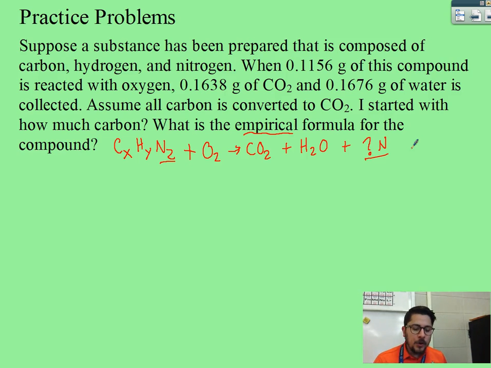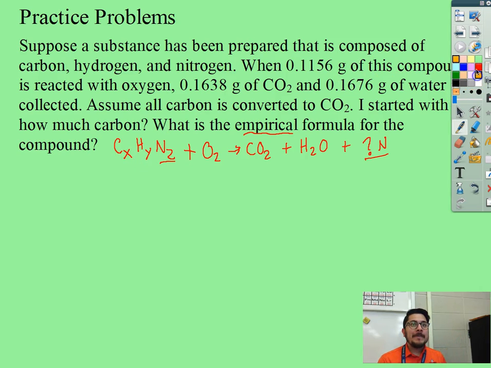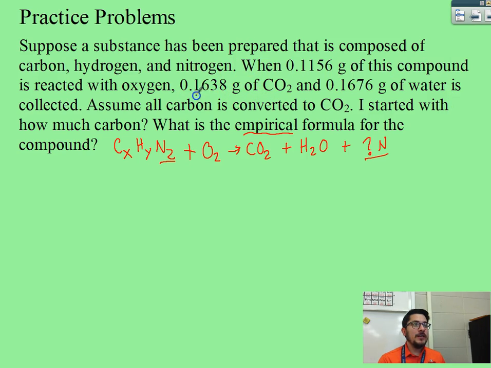So, in order to do this problem, what's the very first step? I have to figure out how much I have of each element: how much carbon, how much nitrogen, how much hydrogen. So step 1, figure out how much carbon I have. If all of my carbon converted into CO2, then I know that I have 0.1638 grams of CO2, and all of my carbon should be in this CO2. So, with that logic, if I multiply by the percent composition, I should be able to figure out how much carbon there is in here.